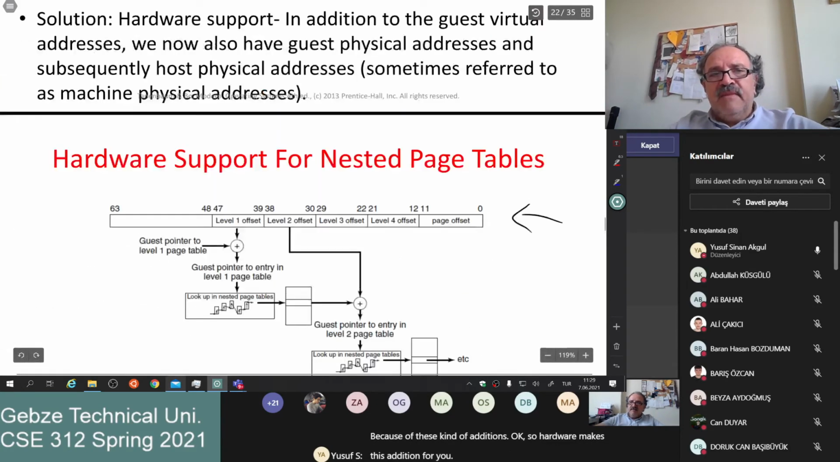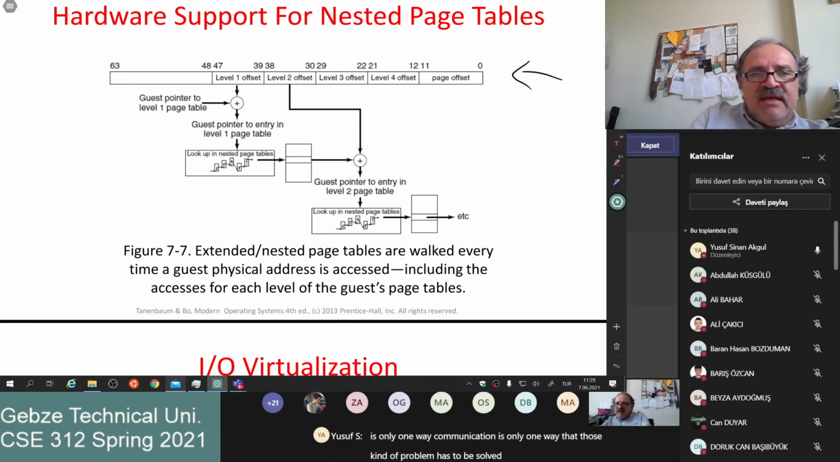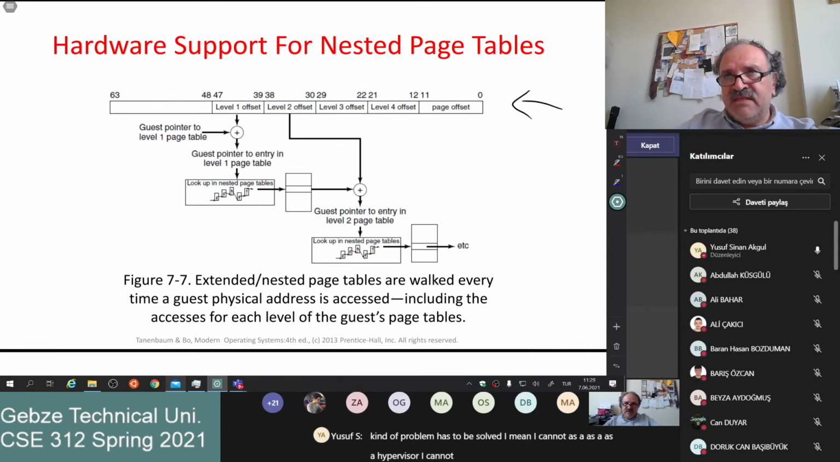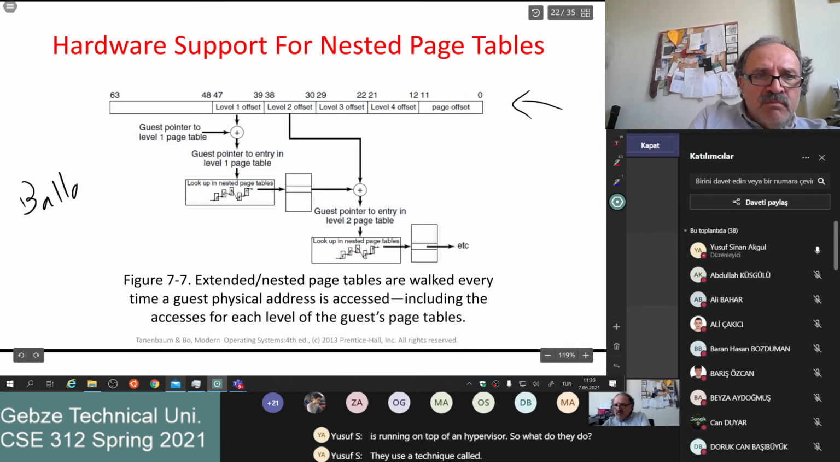Of course, there are issues with the virtualization support for the memory, like how much memory should I allocate to each of the guest operating systems, and how many pages should I keep for each of them, because the guest operating system doesn't know that it is running on a virtual system. That's going to be a problem because the communication is only one way. Those kind of problems have to be solved. As a hypervisor, I cannot tell the operating system to use more memory or to use less memory, because the guest operating system doesn't know that it is running on top of a hypervisor. So what do they do? They use a technique called ballooning.